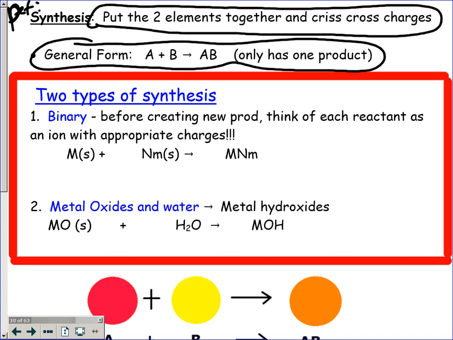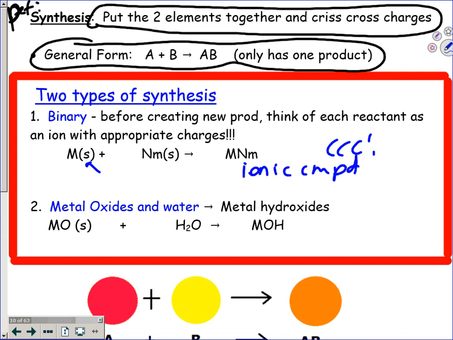Specifically though, we must know the two styles of synthesis. First one is binary. What does binary always mean? Two. And this is when we're making one metal and one nonmetal come together to make what kind of compound? Ionic, right? So in this case, this is an ionic compound. And when we're deriving our own formula for this, what do we have to do with their charges? Crisscross charges, right? So we have to make sure we do that or our formula will be wrong. Okay? So CCC, crisscross charges.